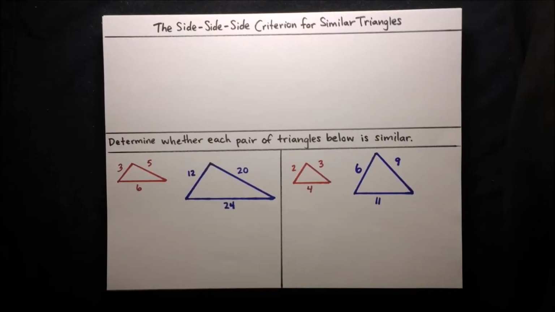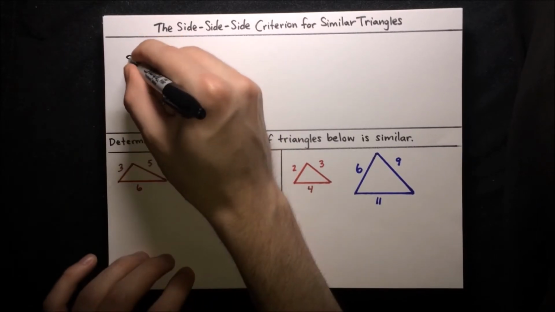In this video, we're going to talk about the side-side-side criterion for similar triangles. Remember that two similar triangles have the lengths of their corresponding sides in the same ratio, and their corresponding angles are equal. However, to prove that two triangles are similar, it's not actually necessary to check all this information. In fact, it just suffices to check that the lengths of corresponding sides have the same ratio. And this is what is known as the side-side-side criterion.